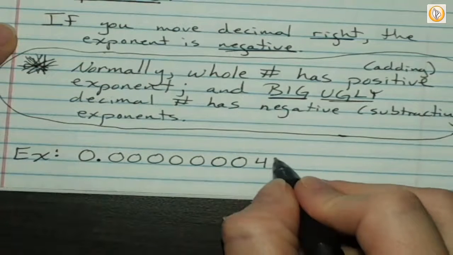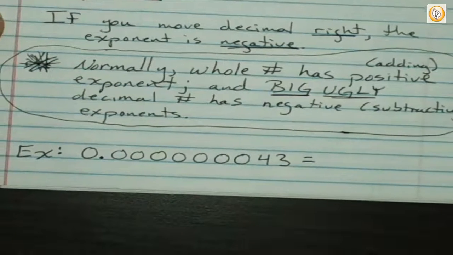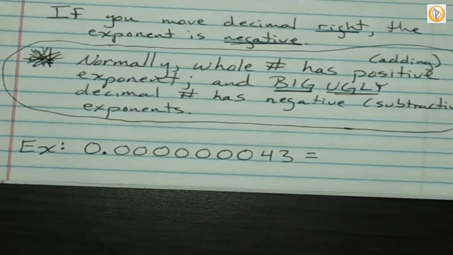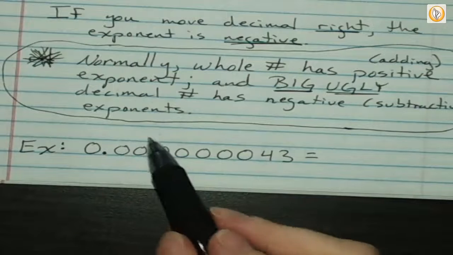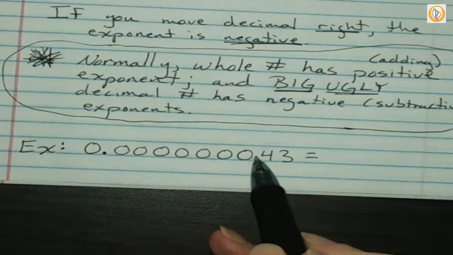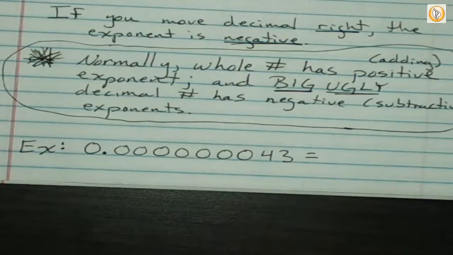Let's put that into scientific notation. That, my friends, is big ugly. Is that 7? There's 7 zeros there, 7 zeros in between. From this decimal to the 4, there are 7 zeros. That is big ugly. What kind of number is that? A big ugly one. Get it?